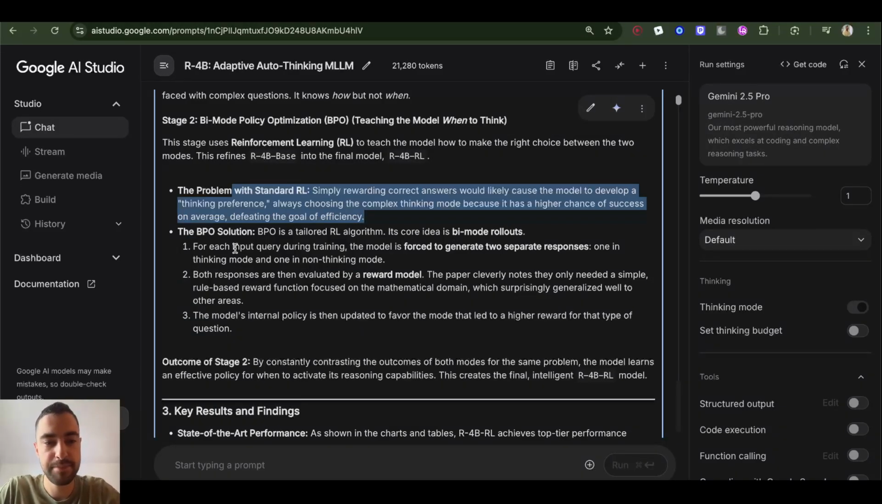For each input query during training, the model is forced to generate two separate responses, one in thinking mode and one in non-thinking mode. Both responses are then evaluated by the reward model. They noted in the paper that they just needed a simple rule-based reward function for the mathematical domain, and this surprisingly generalized well to other areas. The model's internal policy is then updated to favor the mode that led to a higher reward for that type of question.